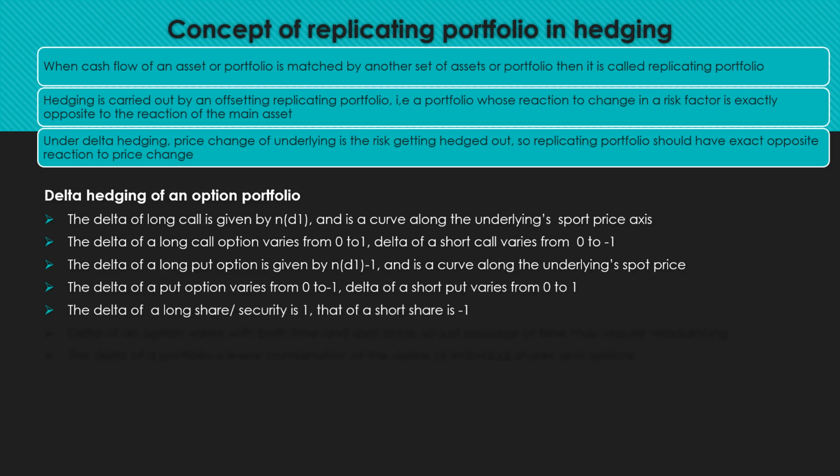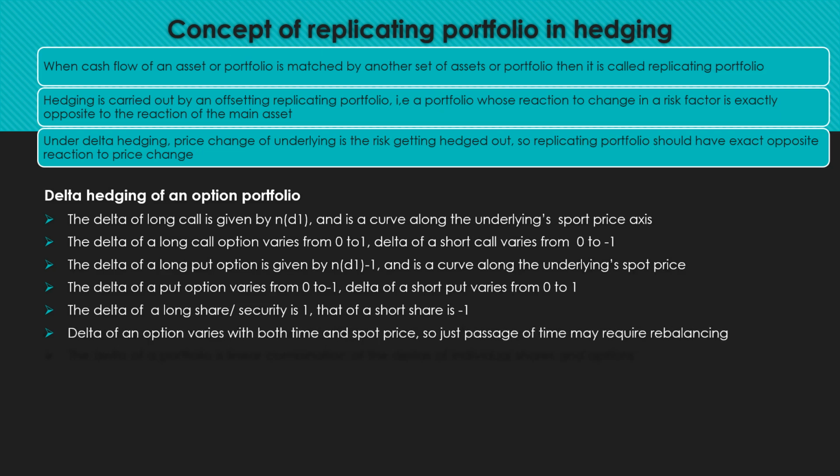The delta of a long share security is 1. That of a short share is -1. The delta of an option varies with both time and spot price, so just passage of time may require rebalancing of the portfolio. Now, the delta of a portfolio is a linear combination of the deltas of the individual shares and options constituting that portfolio.